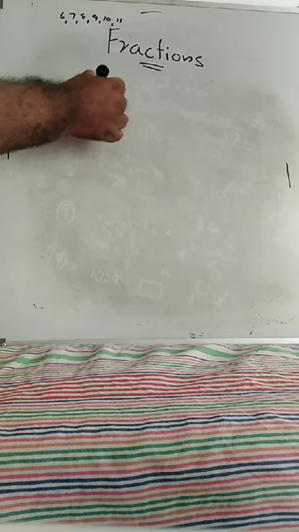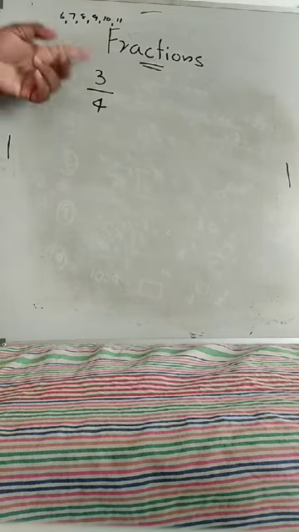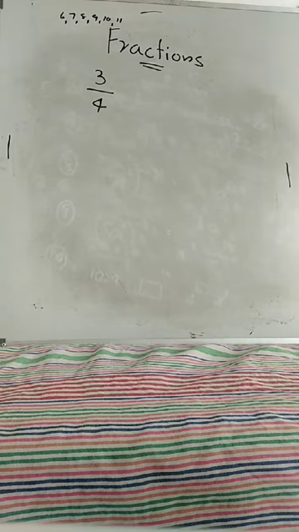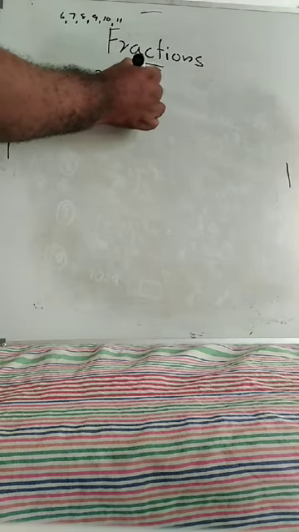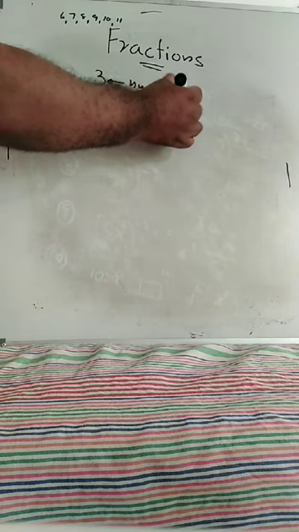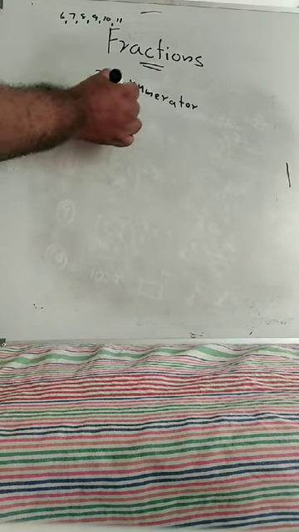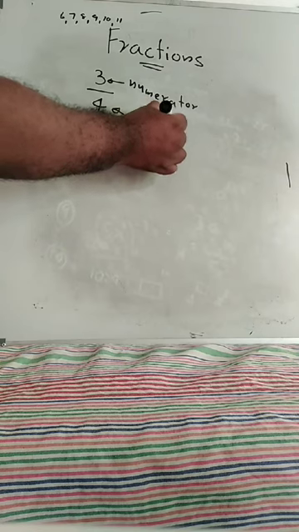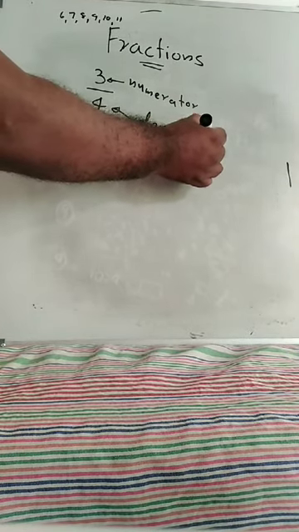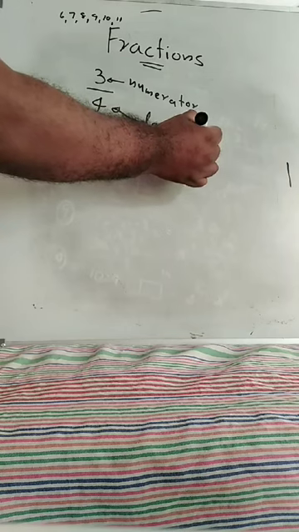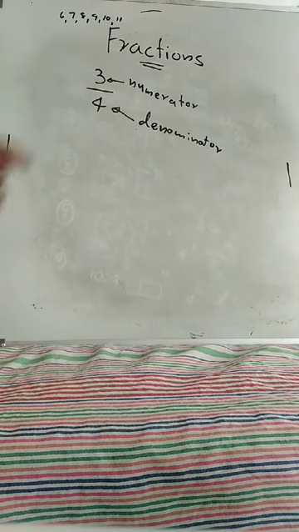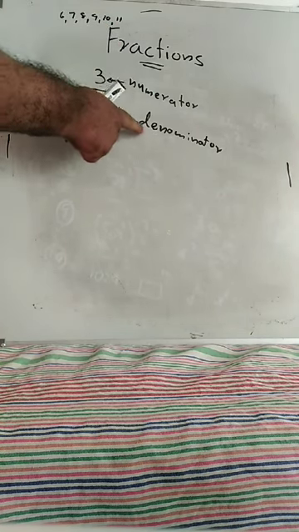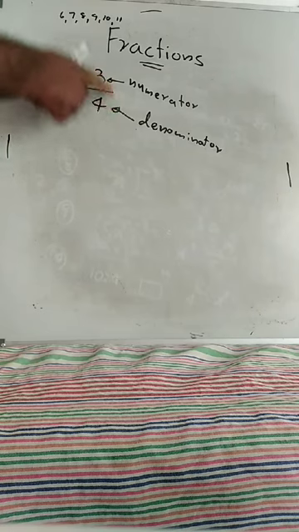Have you seen this? 3 upon 4. Now, what do we call this? This is the numerator. This is the denominator. If numerator and denominator are there, it is called a fraction.